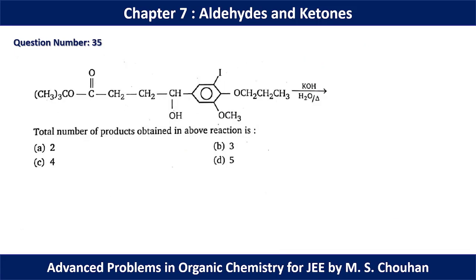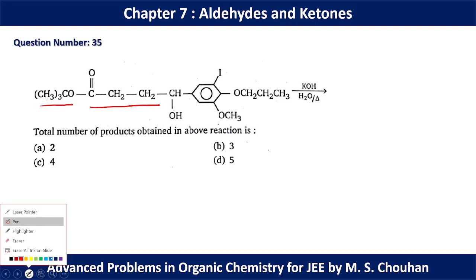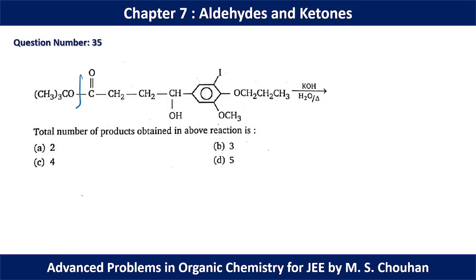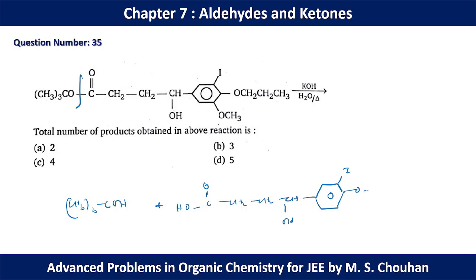In question number 35, this is a case of ester hydrolysis, where we have one carboxylic acid in this case, one alcohol in this case. So in basic medium ester hydrolysis, this bond will be broken and finally we will have alcohol like this, along with the acid. We cannot generate any chiral center in this case, so we have only 2 products in the final situation. Okay, so for question number 35, option 2 should be the correct option.